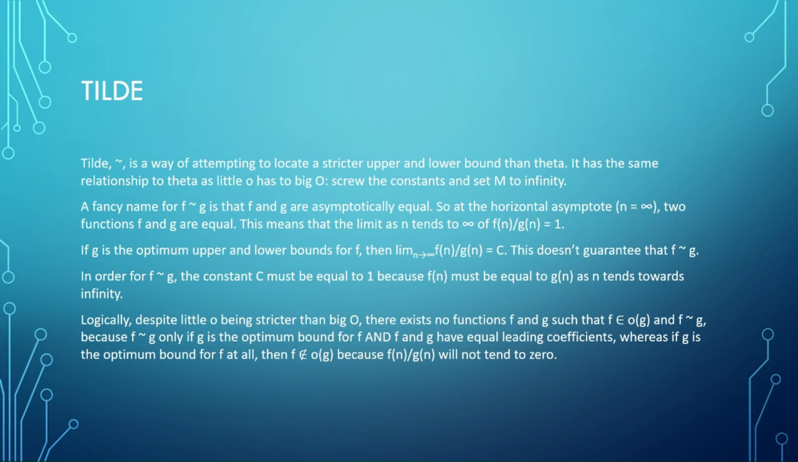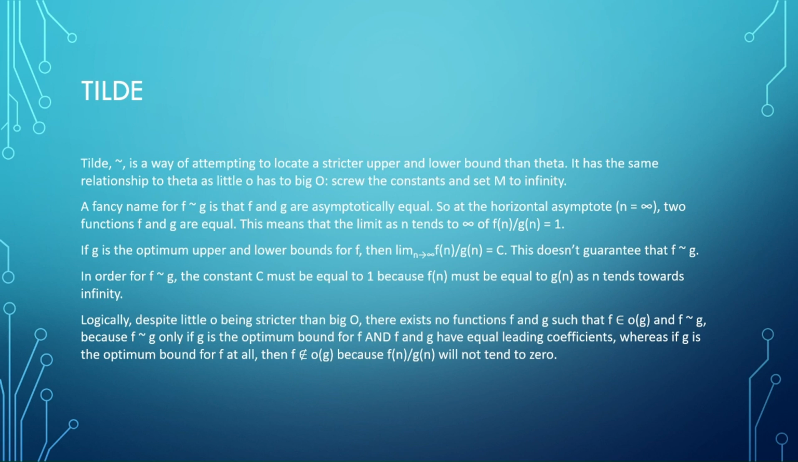Fifth paragraph. Logically, despite little o being stricter than big O, there exist no functions f and g such that f is of little order g and f is of tilde g. Little o and tilde are the two stricter ones, but theoretically there should exist no such functions, because f being of tilde g only happens if g is the optimum bound for f, so the limit converges to a constant, and f and g have equal leading coefficients, which means that their constant will be 1.